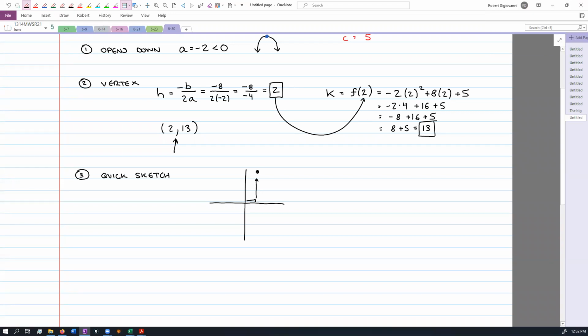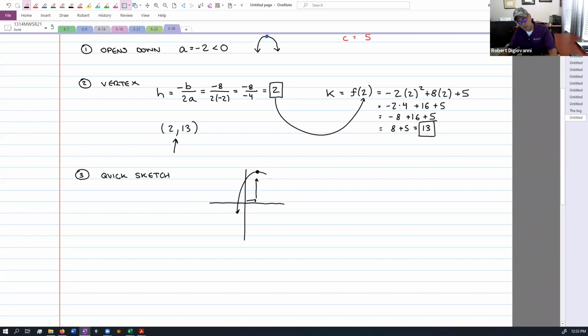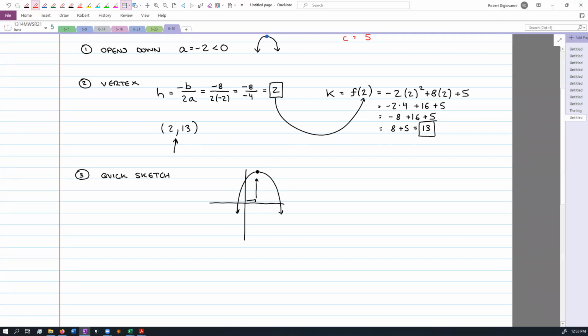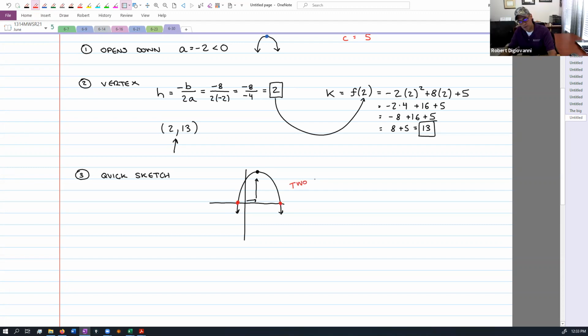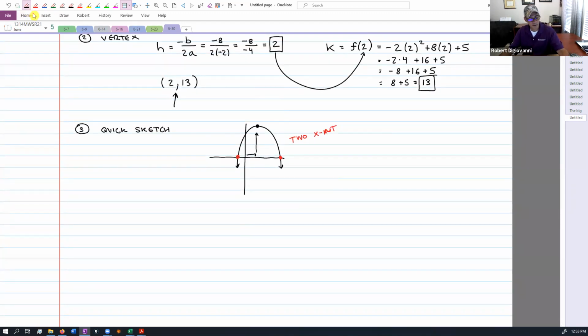Down. So it opens down, which means how many x-intercepts will we have, Diane? 2. We're going to have 2 x-intercepts. So now I know I have 2 x-intercepts, and that means I actually want to do step 4, because step 4 is what we do when we need to find x-intercepts.